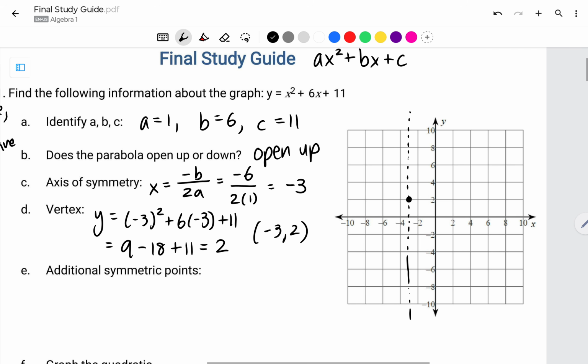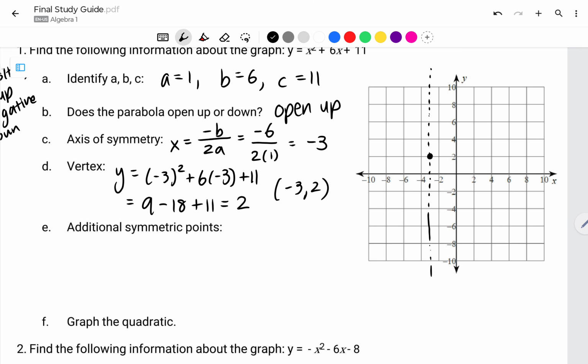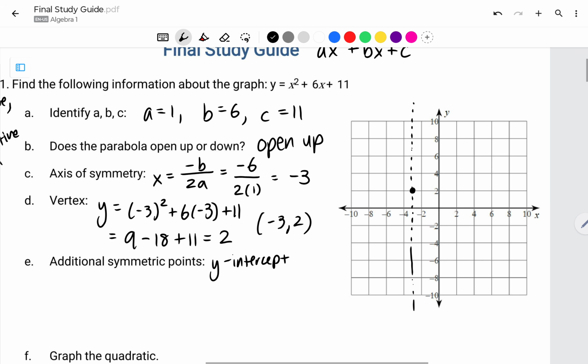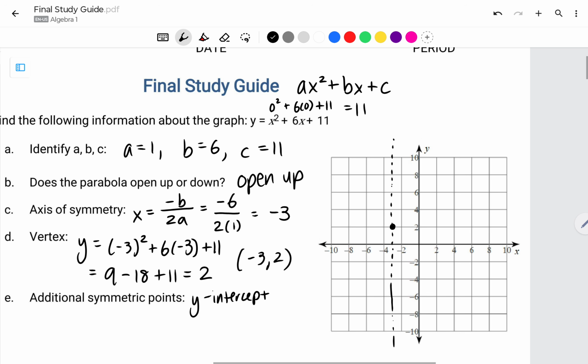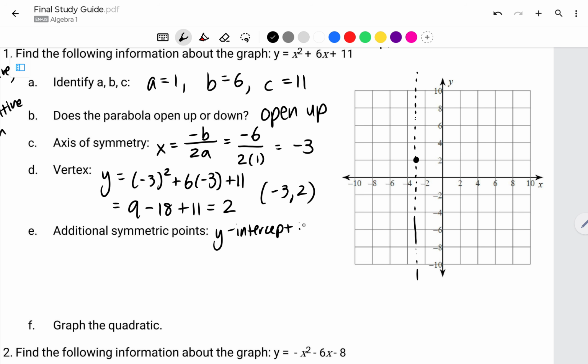Any additional symmetric points? This is the part where it's like the y-intercept. Do I have my y-intercept here? Remember, y-intercept is when x is 0. If I plugged in 0 here, it's just going to be 11. But 11 is off the graph, so I'm not going to consider the y-intercept. The y-intercept is 0 and 11. Let's just start plugging in some of the points next to the vertex.